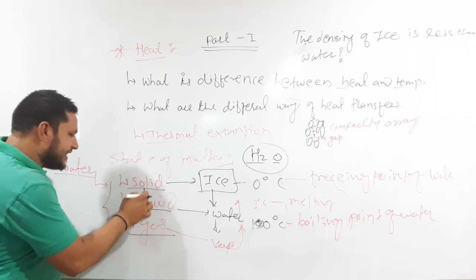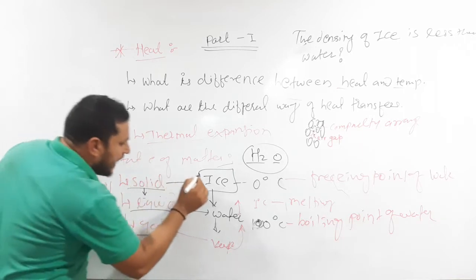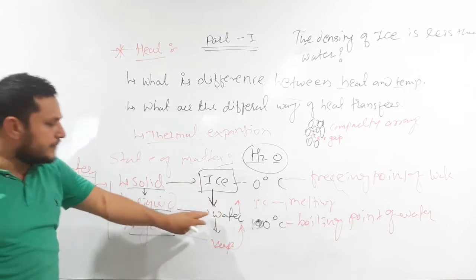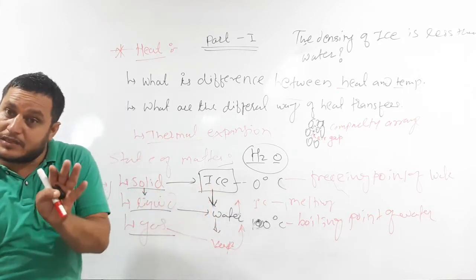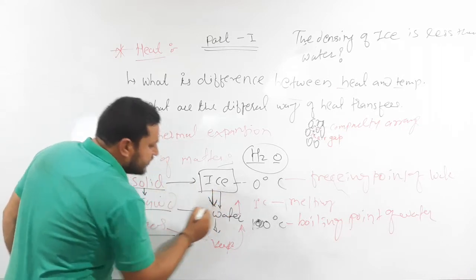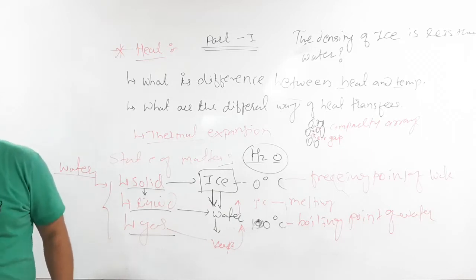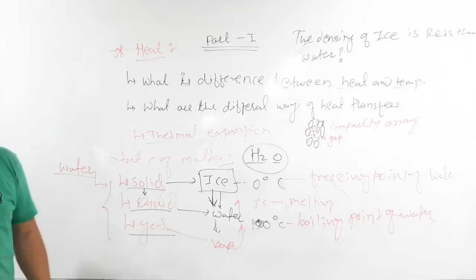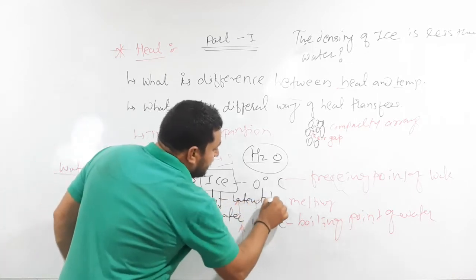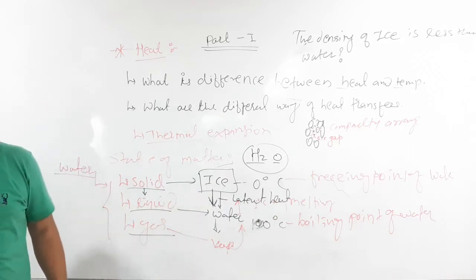When the solid state converts into liquid form, suppose this ice cube is completely melted. Now it becomes water. If after converting ice into water there is no change in temperature, that is called latent heat or latent state.